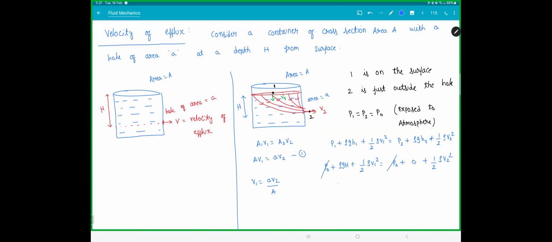Substitute here. Rho gets cancelled. You end up with g h plus half a square V2 square by A square is equal to half V2 square. So if you simplify this, let me show you the answer on the next page. But have a look at the steps here.